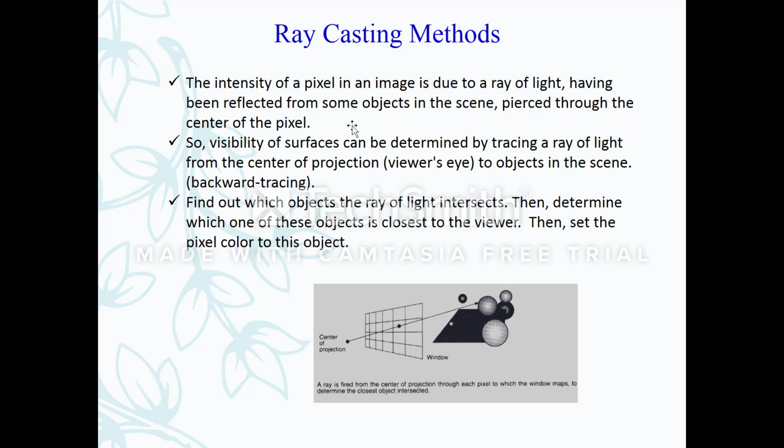as you have learned from childhood, the color of an object is because of the reflection of light by that object. So the visibility of surfaces can be determined by tracing a ray of light from the center of projection to objects in the scene. Find out which objects the ray of light intersects. Then determine which one of these objects is closer to the viewer. Then set the pixel color to that object. If there are tens of objects in a scene, then the color of the object which is closer to the viewer is applied to the corresponding pixel.